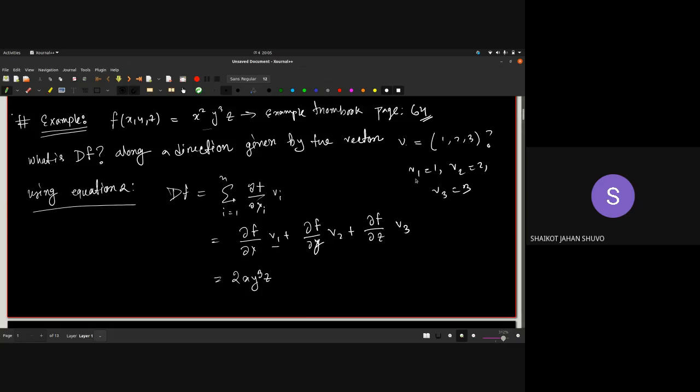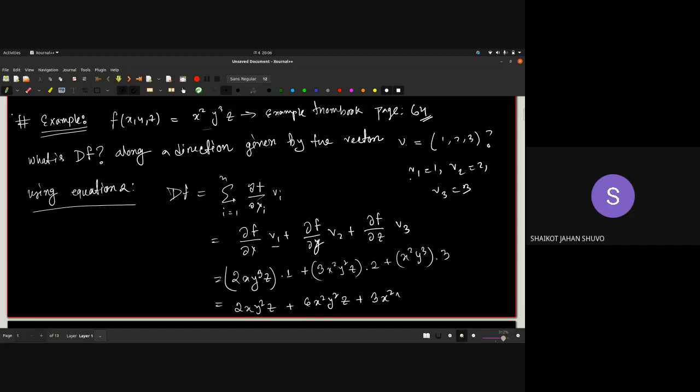And v1 is this 1, the number of units you need to move along the x direction. So you need to multiply this by 1. Similarly, the second and third expressions would be like this. 3x square y square z multiplied with 2. And finally you have x square y cube multiplied with 3. So the result is 2xy cube z plus 6x square y square z plus 3x square y cube.